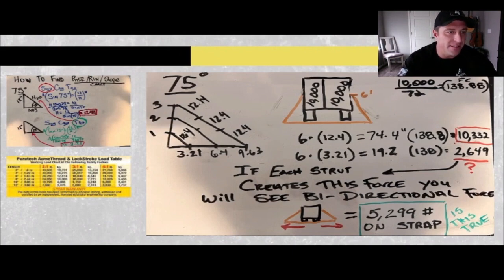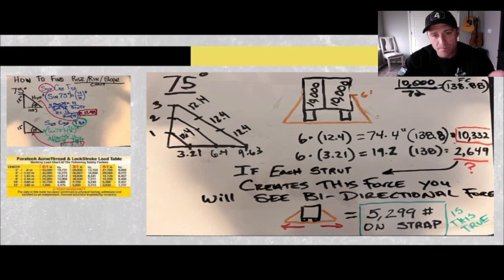On the upper left-hand side, that's how we found that diagram. We used trigonometry essentially to figure out our rise, run, and slope. So the mathematics on the top left is just how we got this chart. What this chart is telling us is, for every foot of rise I have 3.21 inches of run, and I have 12.4 inches of slope. The 1 foot, 2 foot, 3 foot on the left-hand side of that diagram are units. So for every unit I have 12.4 inches as well.